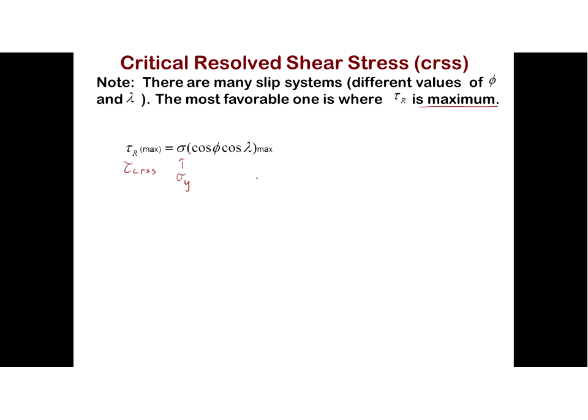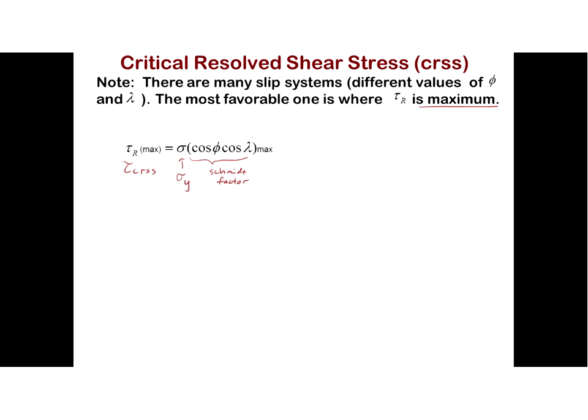So the stress is already constant, right? So really this is maximum when this term, cosine phi, cosine lambda, is maximum, and this is called the Schmidt factor. When the Schmidt factor is the highest, that's when the resolved shear stress is maximum. So it has to do entirely with these angles, the angle phi and angle lambda between the normal to the slip plane and the tensile stress, and the slip direction and the tensile stress. So when are those going to be maximum?